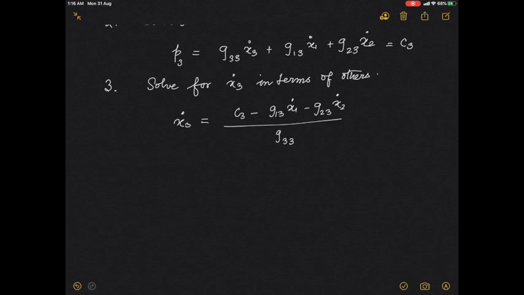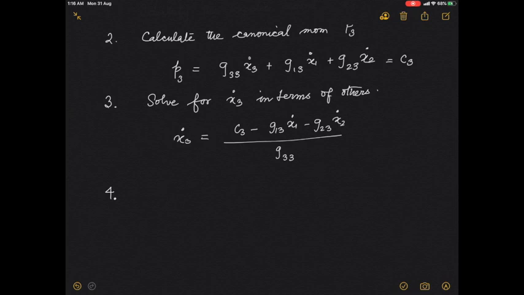So I solve for x3 dot. Now what do I do? This is a step that you have done many times if you have worked with Lagrangian mechanics before, and this is the step where everyone gets it wrong.